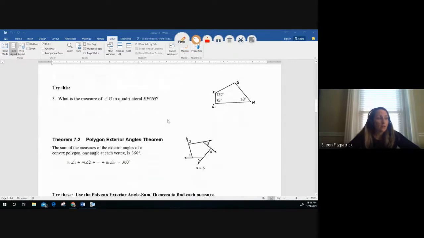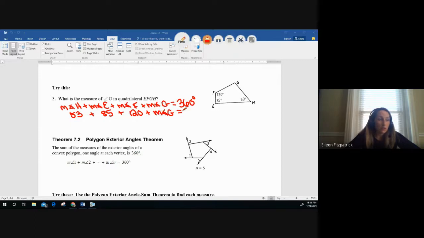It says, what is the measurement of angle G in the quadrilateral? At this point you basically need to know that the four angles of a quadrilateral add up to 360. So I'd say the measurement of angle H plus the measurement of angle E plus the measurement of angle F plus the measurement of angle G equals 360. That's based on the corollary above. Then I'd use substitution: 53 plus 85 plus 120 plus my unknown. You can leave it as the measurement of angle G, or use a variable like X or Y.